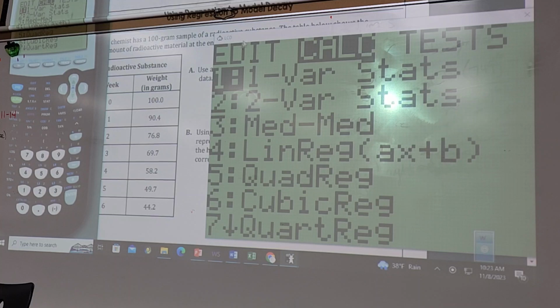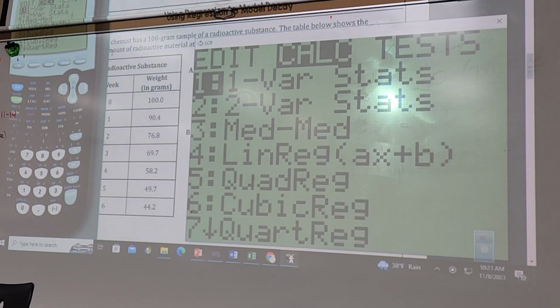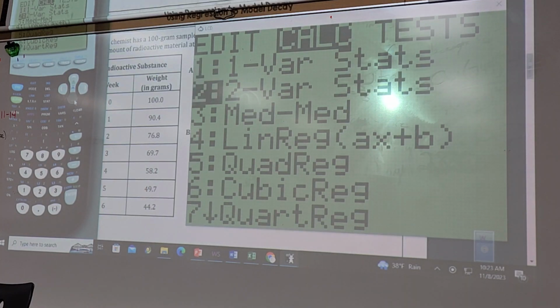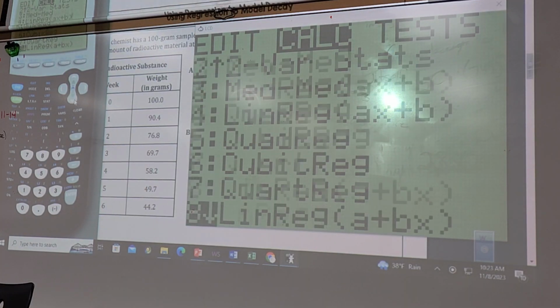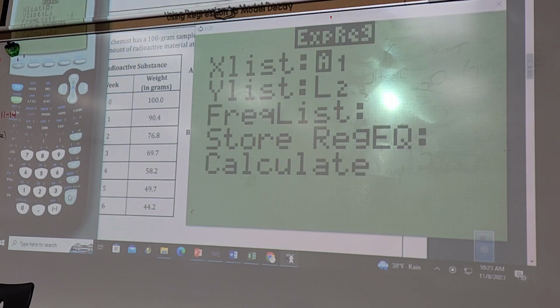Not one-variable stats, and not two-variable stats either. This isn't AP stats. What kind of function is this? Did it tell us? It's exponential. So which one should we use? Exponential regression. And I hit enter. My X is my L1. My Y is my L2. My frequency list, who cares? Don't store it.